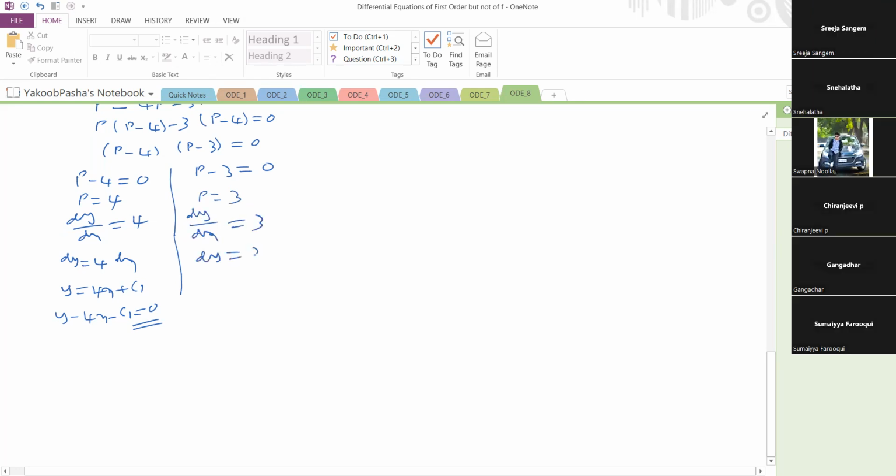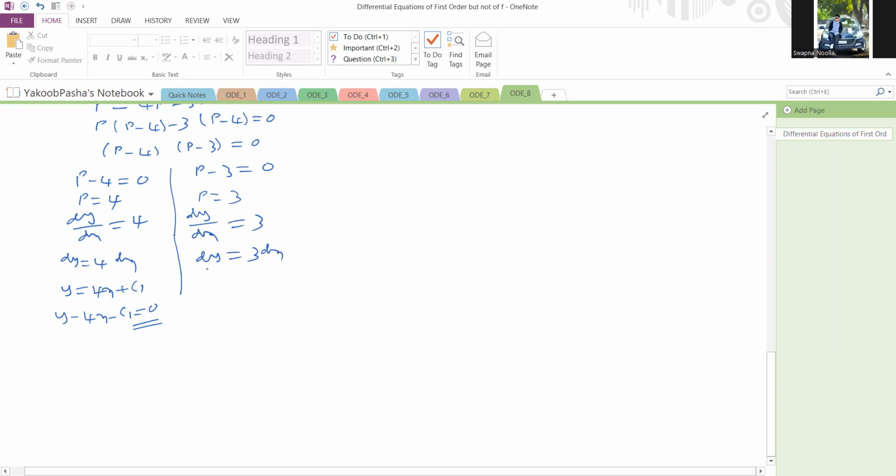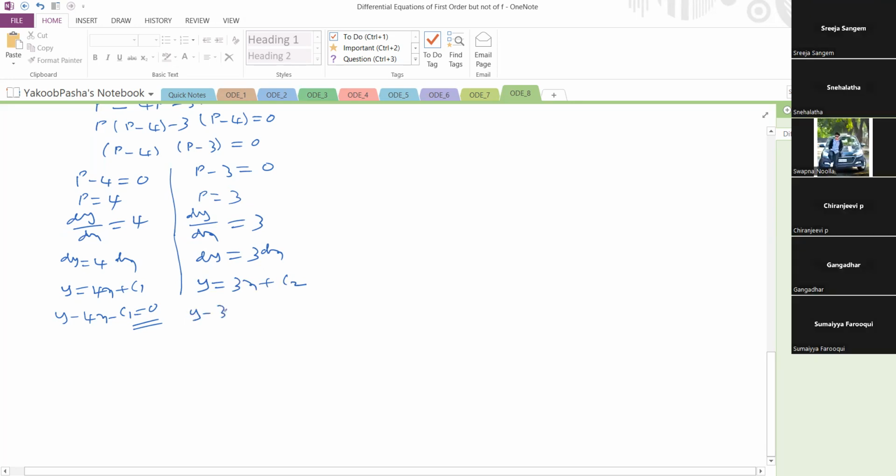dy is equal to 3 dx. Now integrate on both sides. We get y is equal to 3x plus arbitrary constant c2. So y minus 3x minus c2 is equal to 0. This is the second curve.